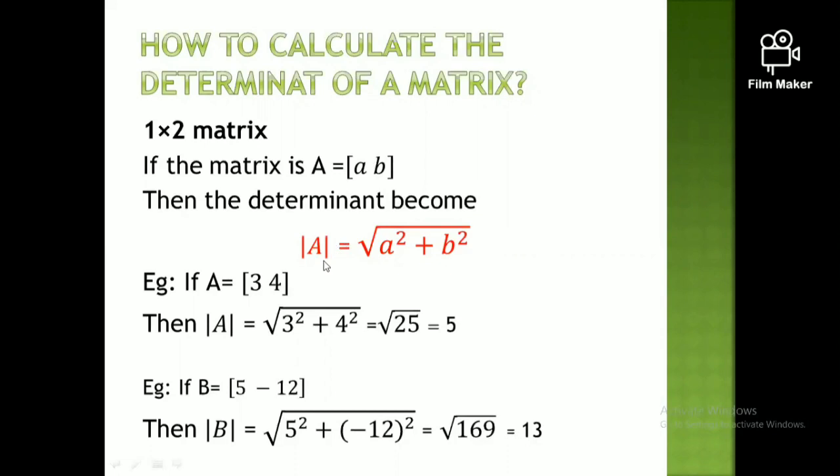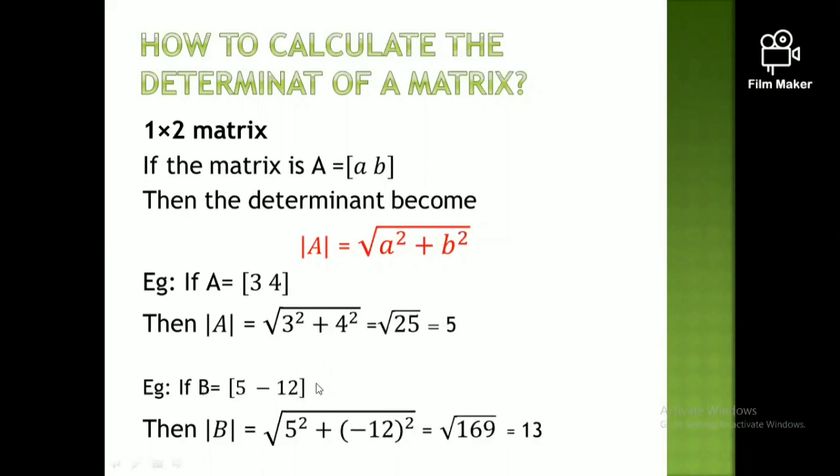For example, if you get a matrix A [3 4], you can get the modulus of A by the square root of 3 squared plus 4 squared. 3 squared is 9, 4 squared is 16, 9 plus 16 is 25, that is the square root of 25. Square root of 25, children, is 5. Therefore, the determinant of matrix A [3 4] would be 5.